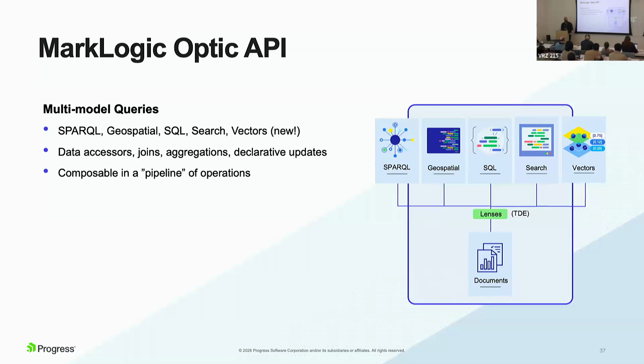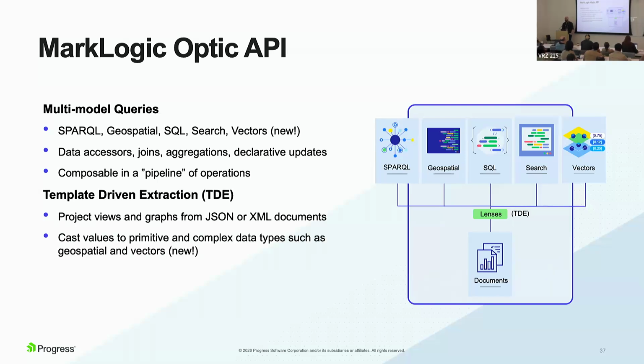We have geospatial indexes within there, so if you want to target something that's within a 10-mile radius, for example. We have SQL capabilities as well as search capabilities and specialized vector indexes. So you can use what model is best for that type of data that you're managing and then cross-query it. And we offer data accessors, joins, and aggregations across all those so we can start to compose a multi-model query in one pipeline.